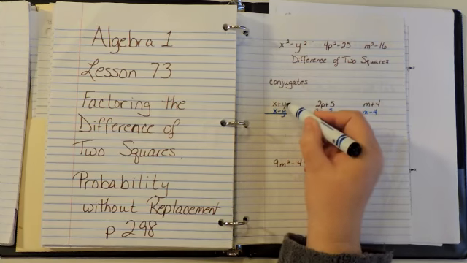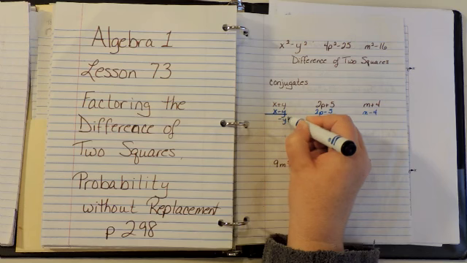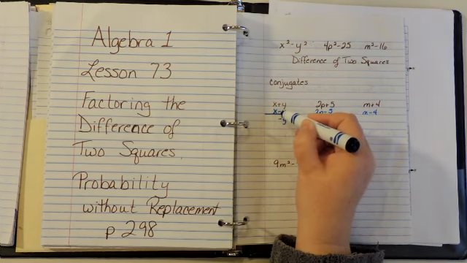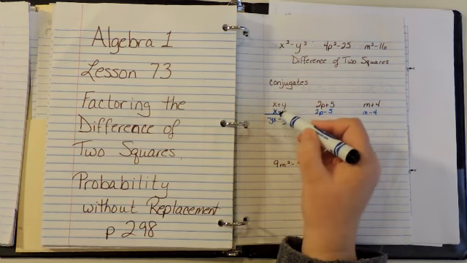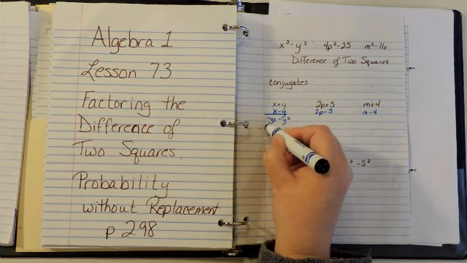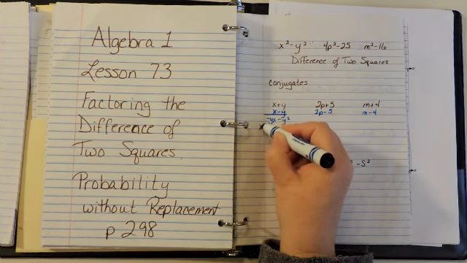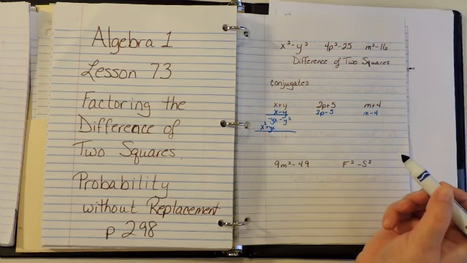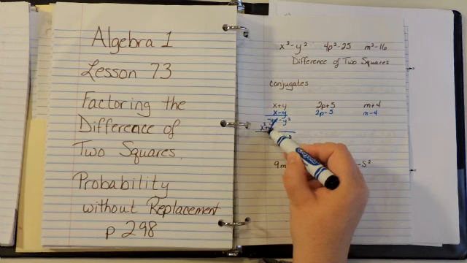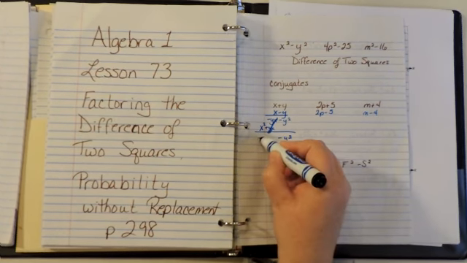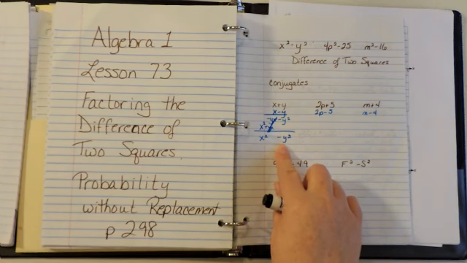So let's try it. Y times negative y is negative y squared. Negative y times x is negative yx. Positive xy is positive yx. And x times x is x squared. When we add these together, this will be minus y squared. These two cancel, they equal 0, and this will be x squared. So we get x squared minus y squared, the difference of two squares.